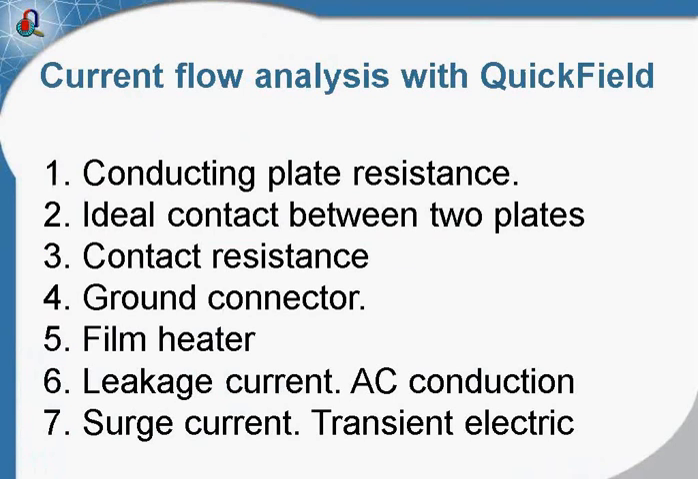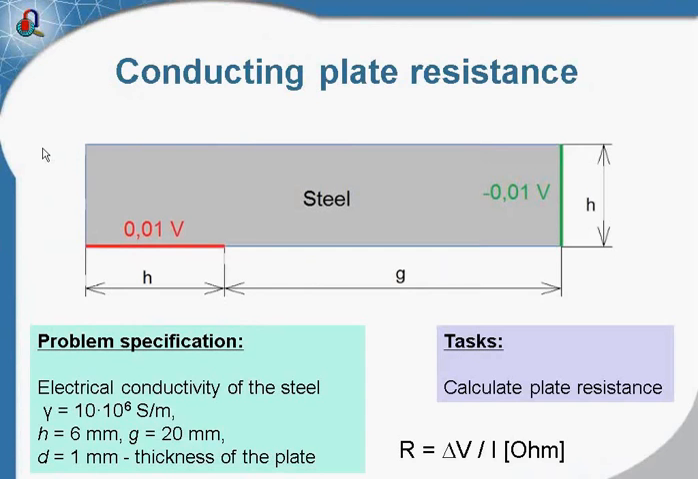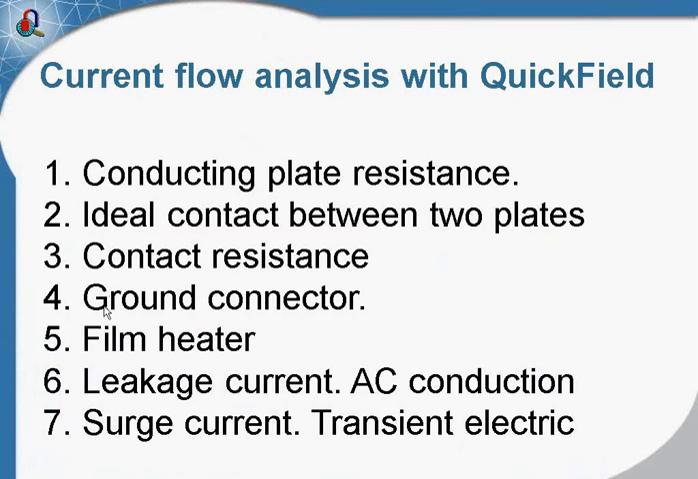These are all problems for today. We simulated the DC conduction problem to calculate the resistance, to find the resistance in case of ideal and non-ideal contact, and to simulate the ground connector. Also, we calculated the heating effects caused by the current flowing in the conductor. And we also simulated the AC conduction, the AC current flowing, and the transient current flowing.